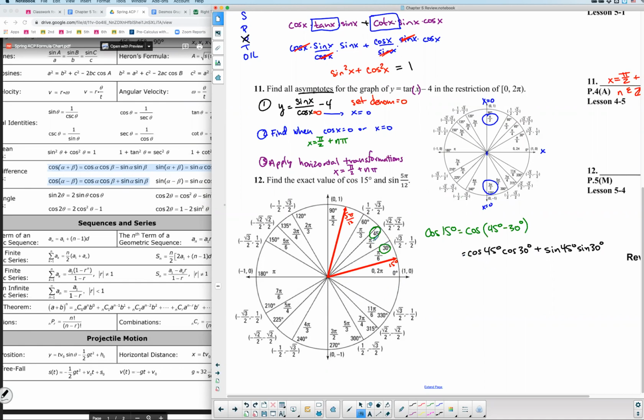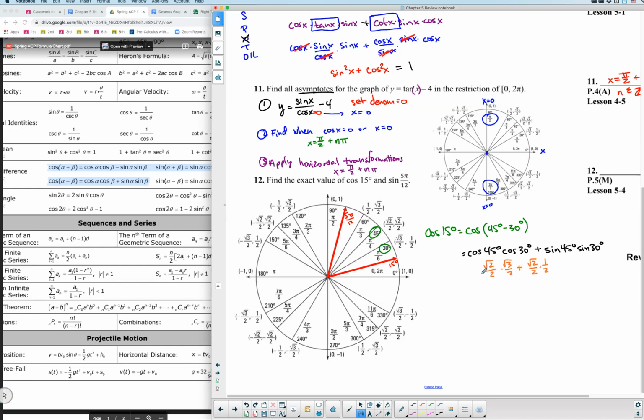So cosine of 45, I go to the 45. At 45 degrees, the cosine is square root 2 over 2. At the 30, the cosine is square root 3 over 2. Sine of 45, the y is square root 2 over 2. And the sine at 30 is 1/2.